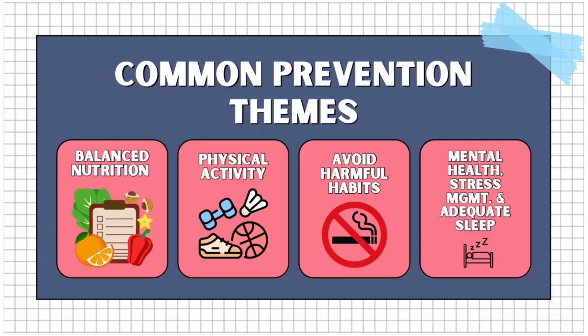To wrap up, I just want to go over the common prevention themes that are present throughout each of these diseases, which being that balanced nutrition and portion control can help prevent many of them. Consistent physical activity is always a good thing, as long as you don't overdo it. Avoidance of harmful habits like smoking and heavy drinking, and also just mental health, your stress management, and good sleep do wonders for your health in many different ways.